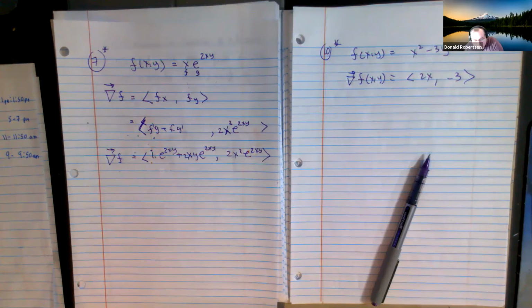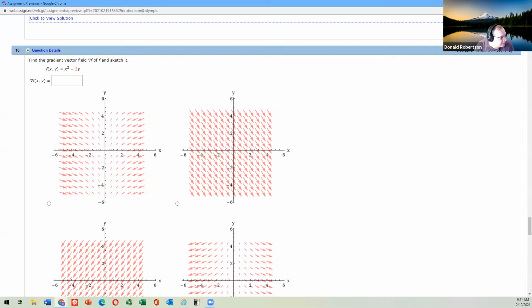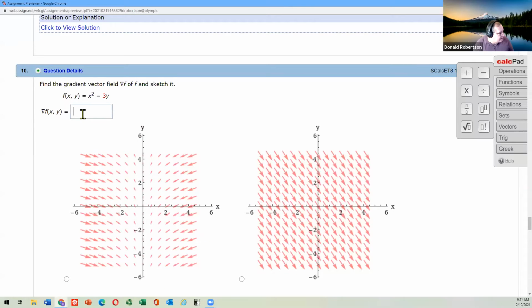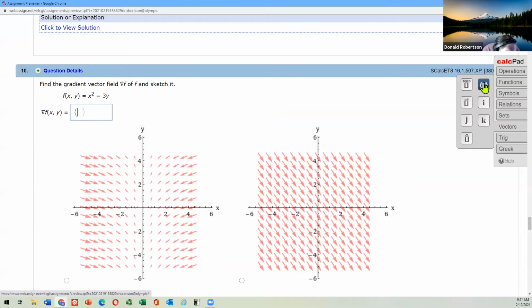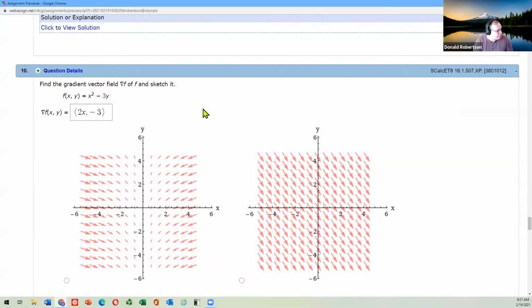So what is the issue? Virtually none, except, let me show you what's going on. When I look at this guy in the homework, get a little bit bigger. There. Now in here, you can put your vectors. So I'll make sure I hit my vector thing because I like it that way. I'll do little brackets and I'll write in what we've got. So I had a 2x and comma and I had a -3.